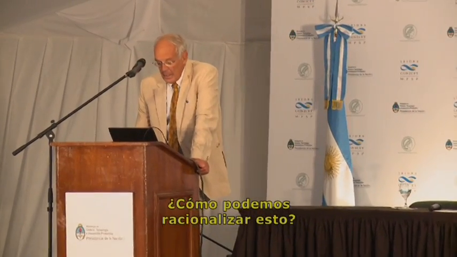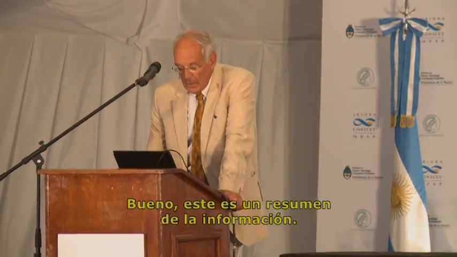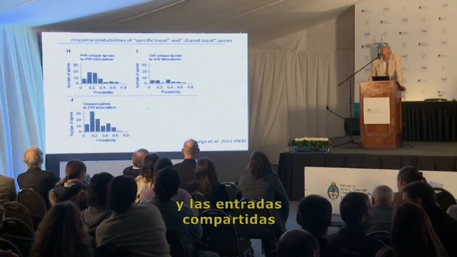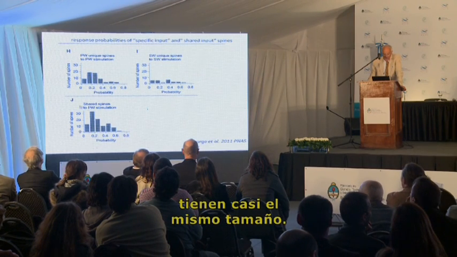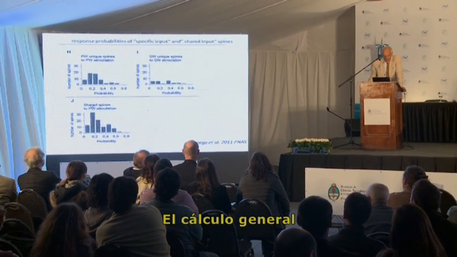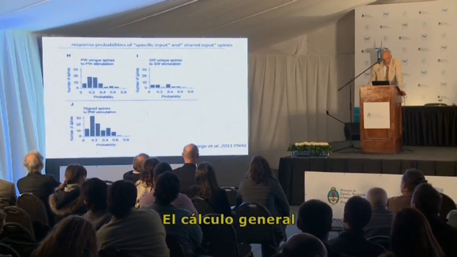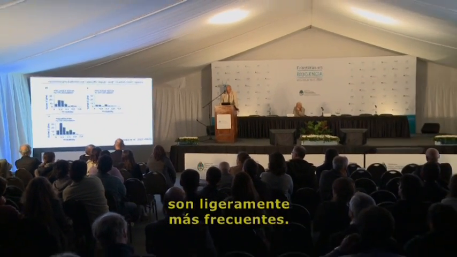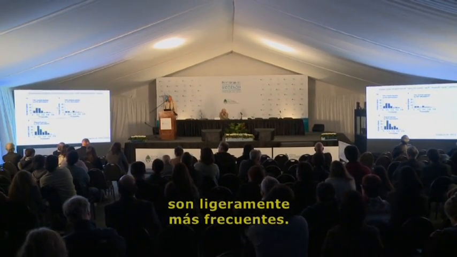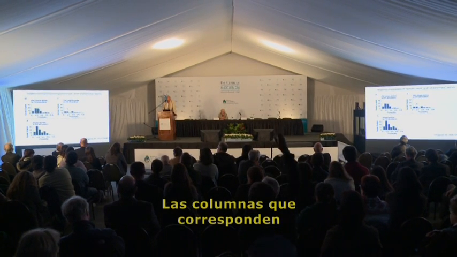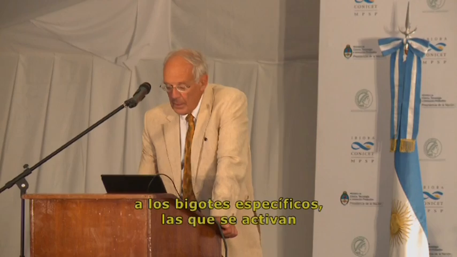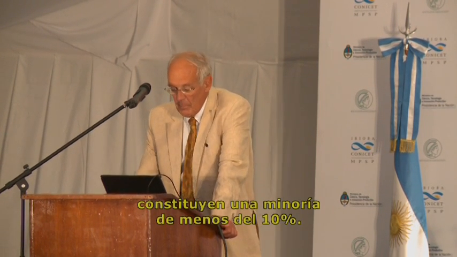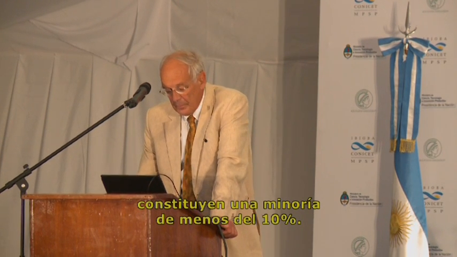Now, how can we rationalize this? Well, this is a summary of these data. You can see that the principal whisker and the shared inputs are about the same size. It turns out that in an overall estimate, the shared input spines are slightly more frequent. The spines turned on only by the surround whisker are a small minority of less than 10%.